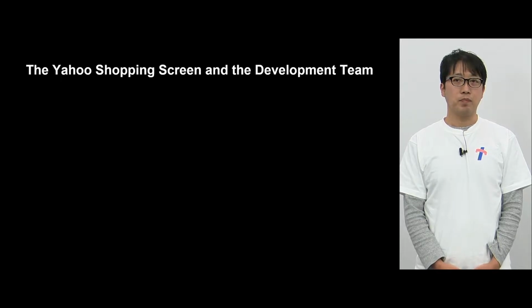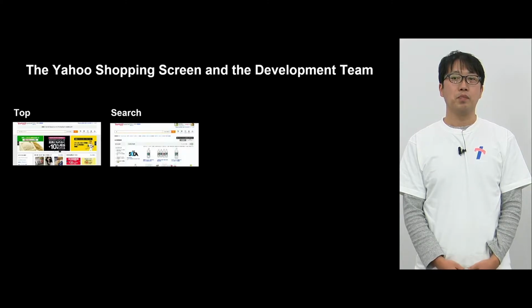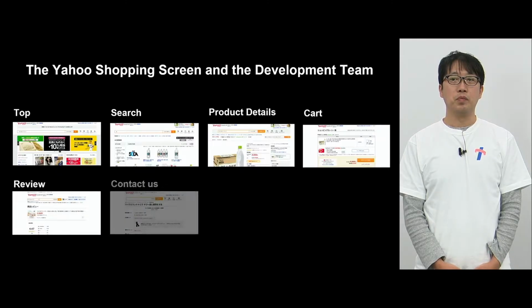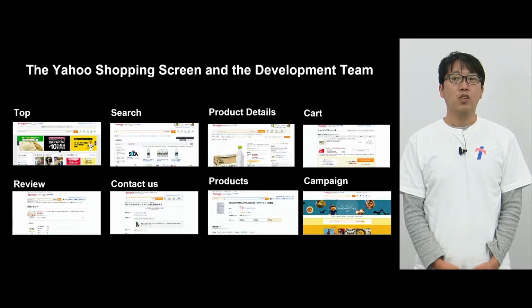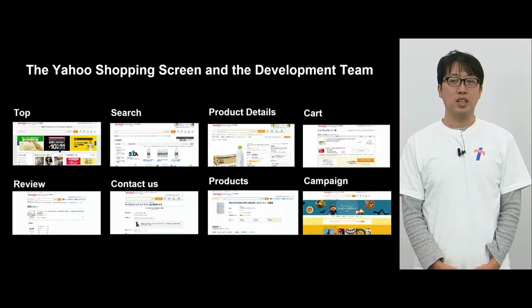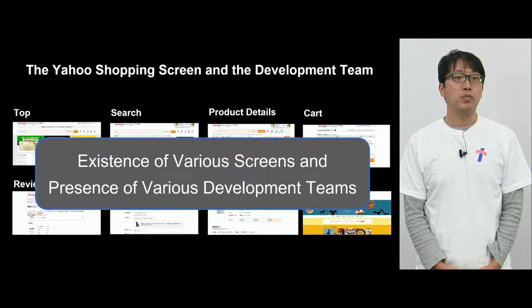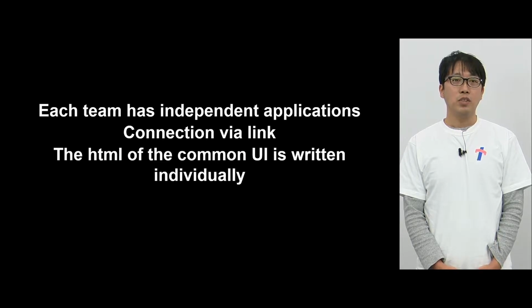At Yahoo Shopping, there are various screens. So for example, the top page or landing page, search, product details, shopping cart, review, and contact us, and products and campaign. In addition to this, there's a ranking and order history. So accordingly, there are different development teams. Now, each team has different applications which are independent, and they are connected with links.